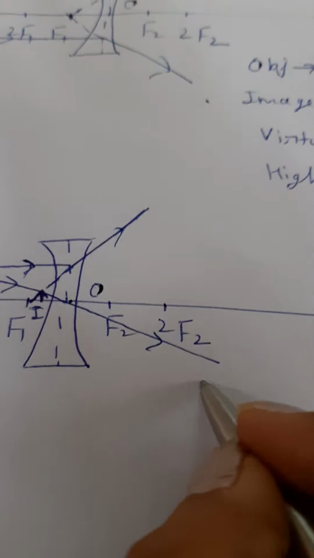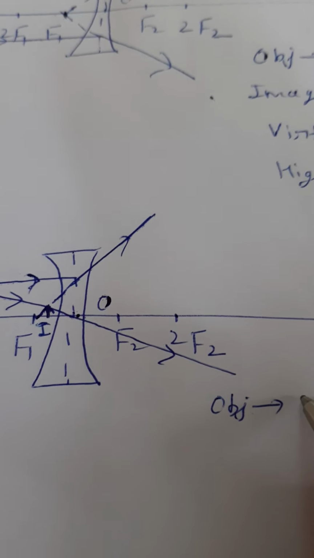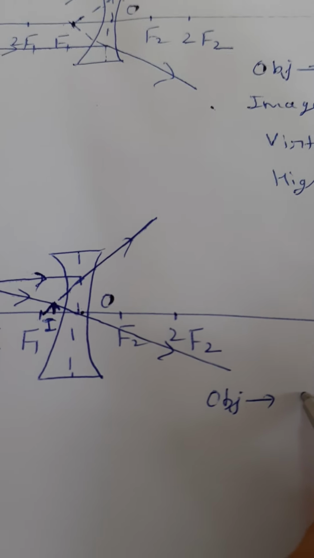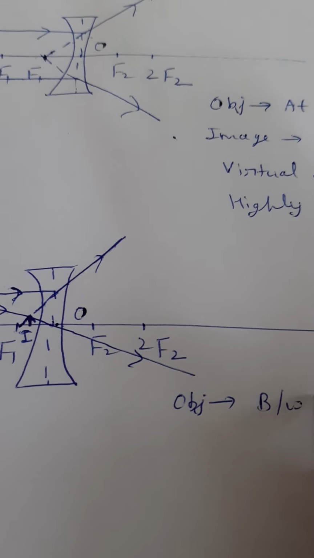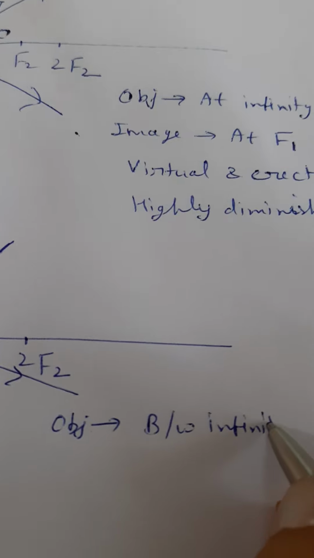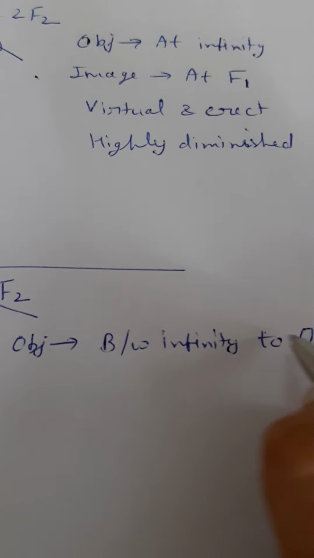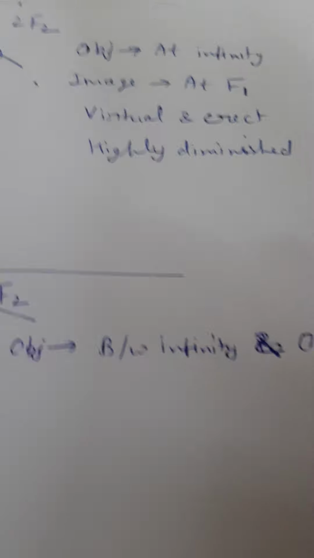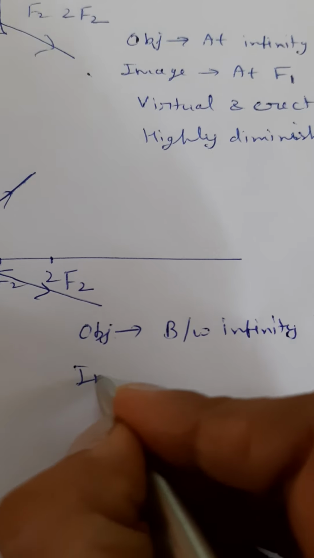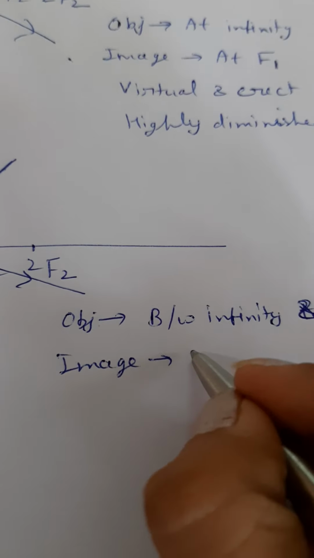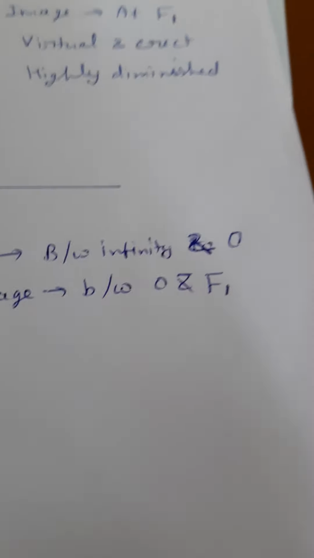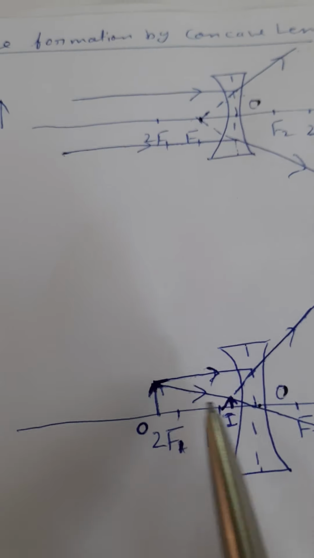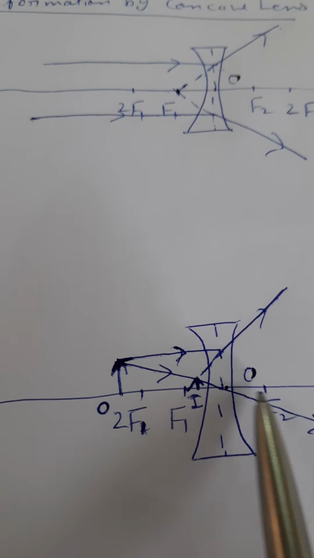So what is the position of the object? We will write in front of the lens, or you can write between infinity and O, anywhere. Okay, where are we getting the image? The image is between O and F1, always. Wherever you keep the object, it doesn't matter, you will get the image between O and F1 always.